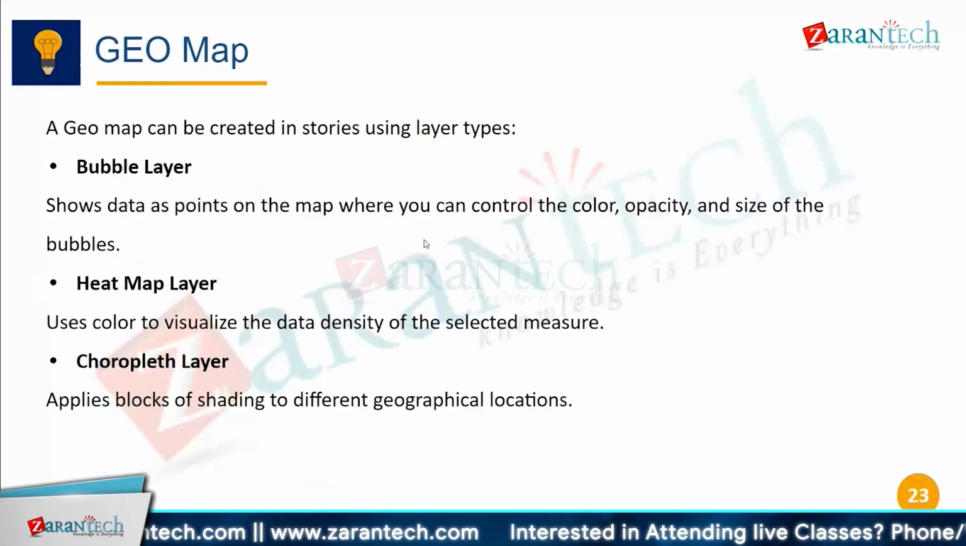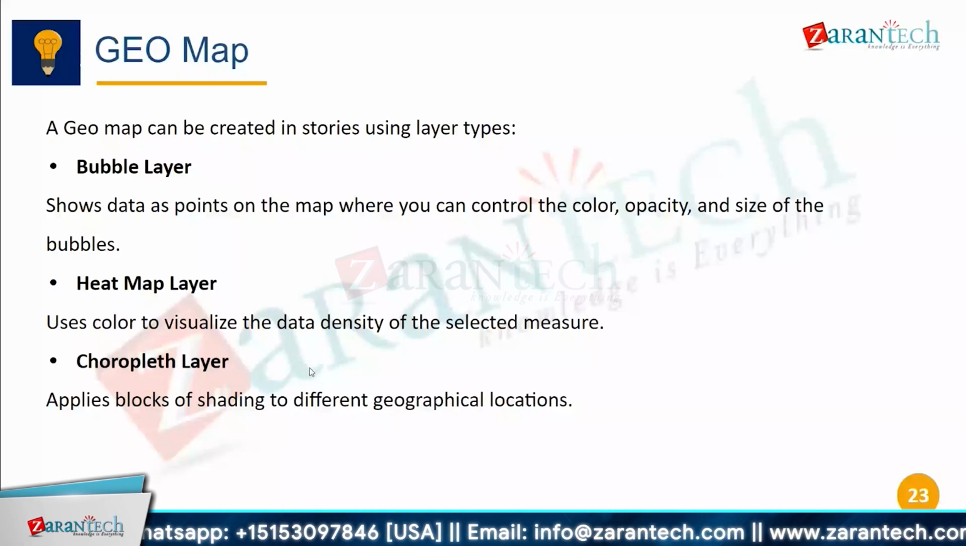Then we have different flavors within GeoMap. You have the bubble map, where you have dots showing all over the screen. Then you have heat maps, which are useful when you want to visualize data density, mainly in scenarios like showing a weather forecast, how much heat there is in a particular region, or how much rainfall has occurred. In such scenarios, heat maps are useful.